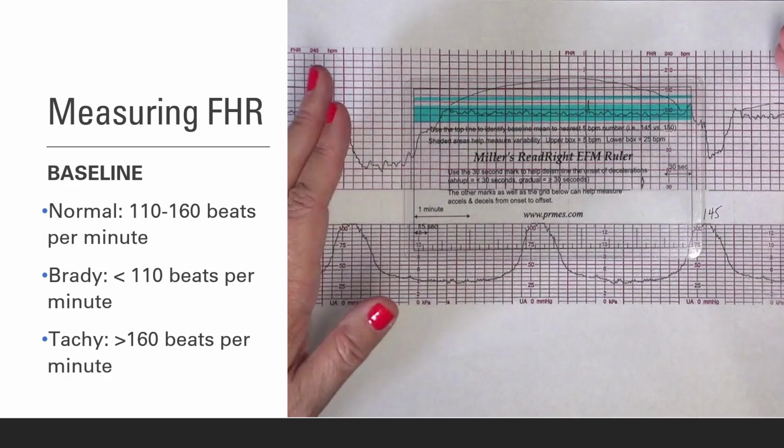All right, so let's break this down. Normal baseline for fetal heart rate is 110 beats per minute to 160 beats per minute. Anything below 110 is considered bradycardia, and anything over 160 beats per minute is considered tachycardia. So again, normal heart rate is 110 to 160. Bradycardia is anything less than 110, and tachycardia is anything greater than 160. Please make sure you know what's normal and what's abnormal.